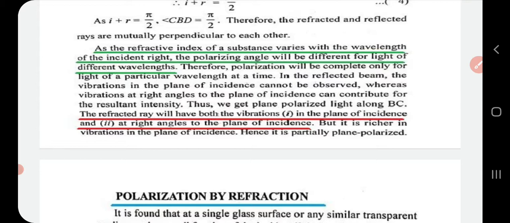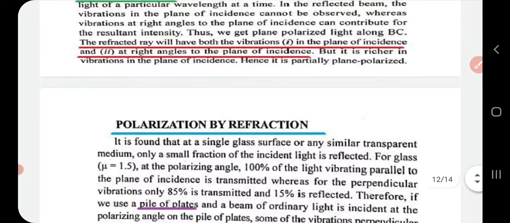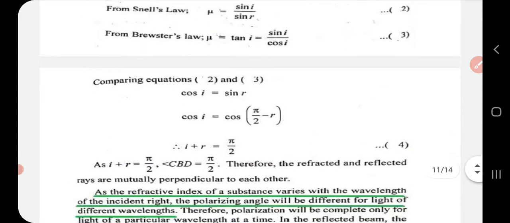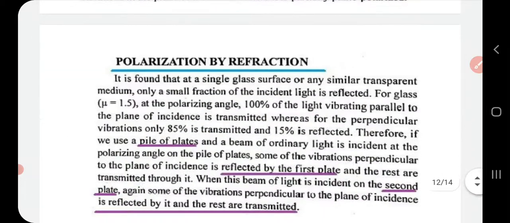Now the refracted ray in this case has got two types of vibrations, one in the plane of incidence and the other perpendicular to the plane of incidence. So this is about polarization by reflection. Next is polarization by refraction.